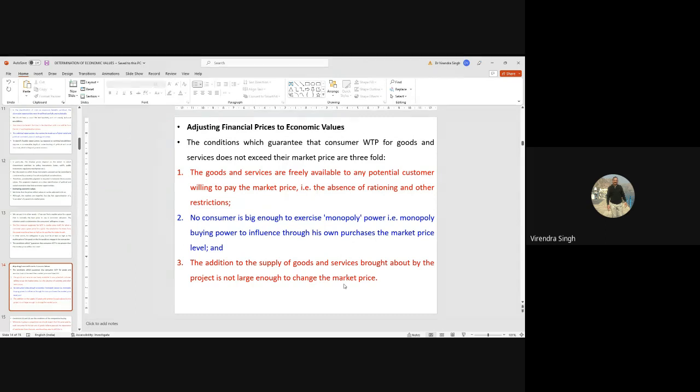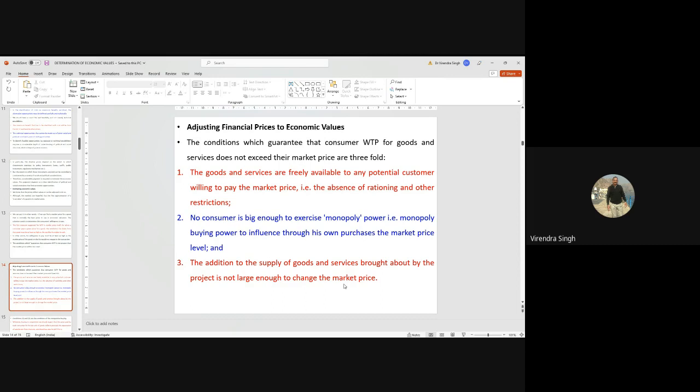First, we do adjusting of financial prices to economic values. As we have discussed, market prices do not reflect economic values. For valuing them economically, meaning valuing up to their opportunity cost or at shadow prices, they need to be adjusted. There are numerous prices, the prices of which are determined in different markets. Therefore, they have to be adjusted for their opportunity cost or for shadow prices.